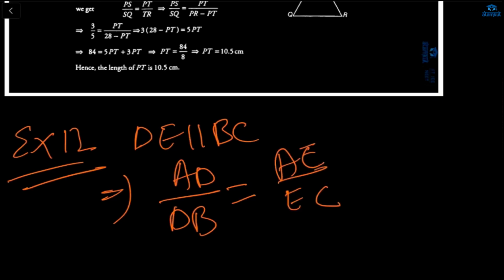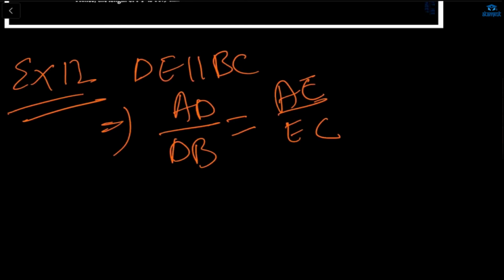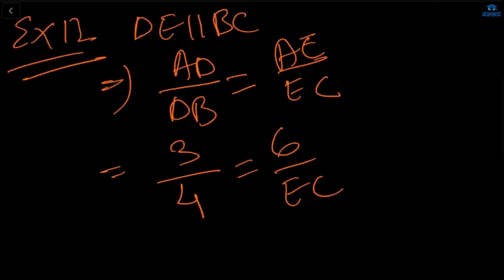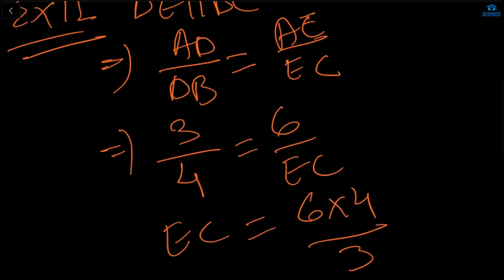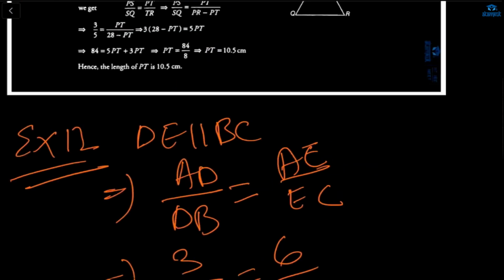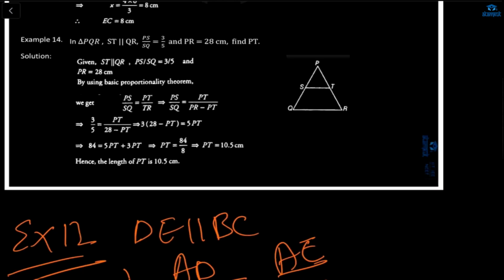Now the values are given to you. The value of AD is 3 and DB is 4, and the value of AE is 6 and EC is not given. Now from here you can take out the value of EC. EC is equal to 8 centimeter. Similarly you can do the next question. Everybody, try to do question number 14.